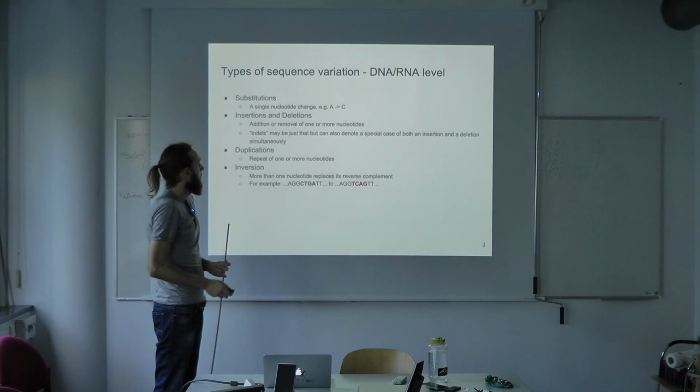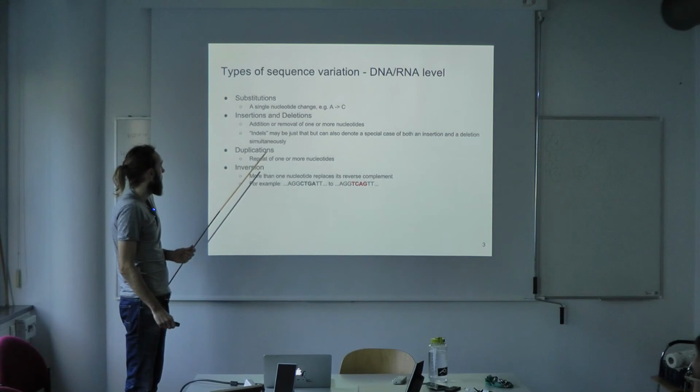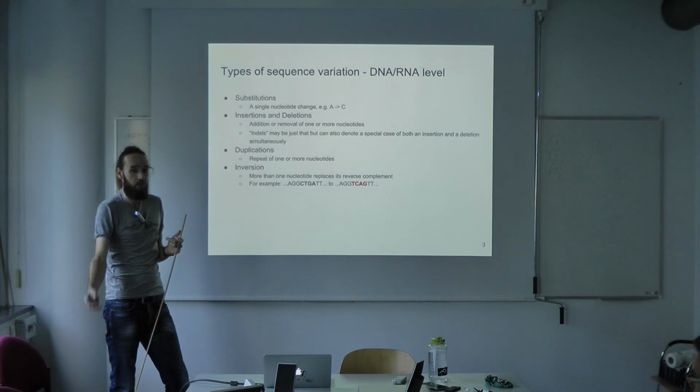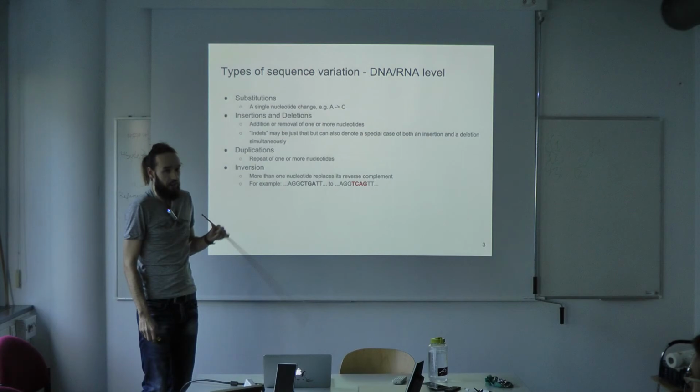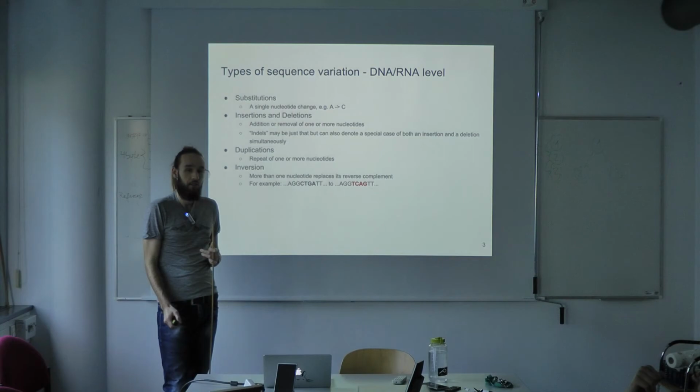Here the most simple thing we could have is substitution. I hope you can still read this, the font is a bit small. But yeah, the most simple thing would be substitution. So we have four bases and one base changes to a different base, a single nucleotide change. Yeah, for example, adenine to cytosine or anything like that. Then we have insertions and deletions. So at some point in the sequence, you add one or more nucleotides or you cut them out, also changing the length of that sequence.